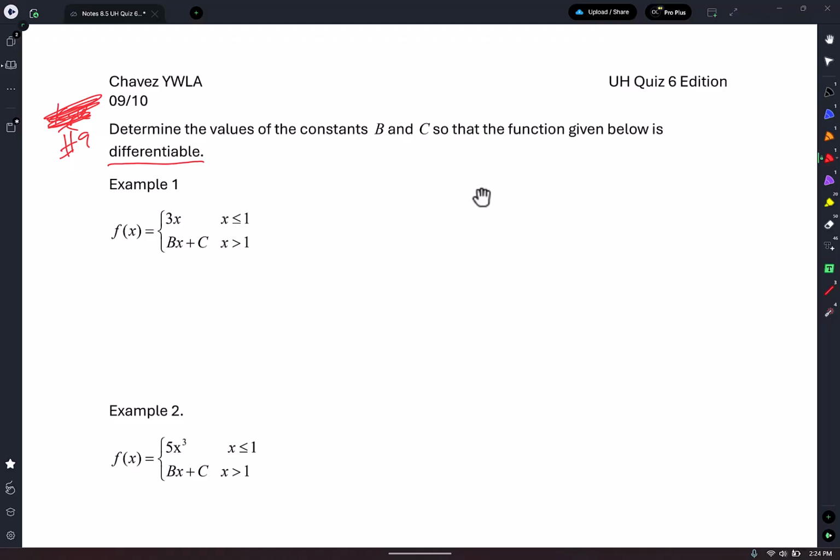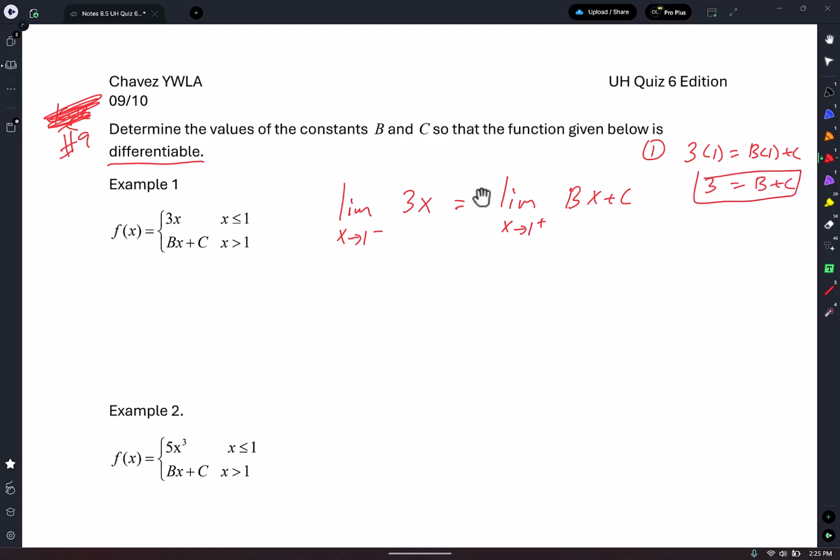Determine the values of the constants b and c so that the function given below is differentiable. So you have something like this, guys. First, you have to be continuous. So the limit as x approaches 1 from the left-hand side of 3x, if I approach from the left I'm using 3x, better equal the limit as x approaches 1 from the right-hand side of bx plus c. So from that, equation number 1 is 3 times 1 equals b times 1 plus c. So 3 equals b plus c. That's equation number 1.